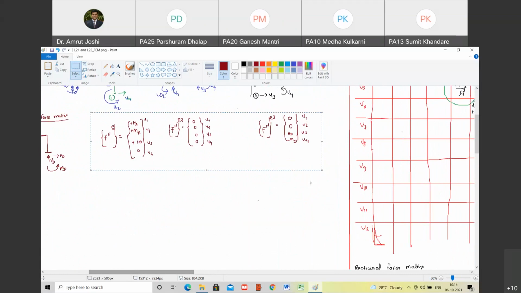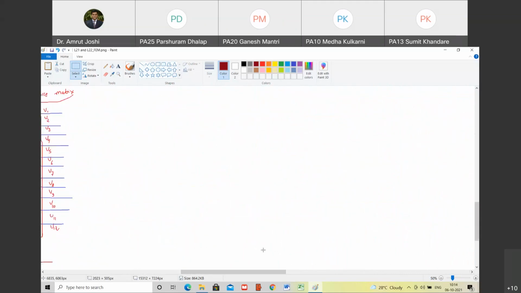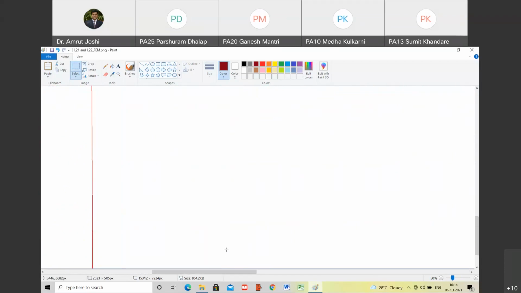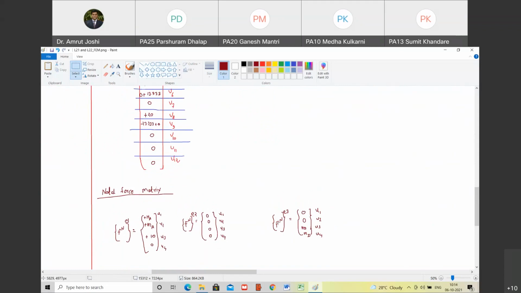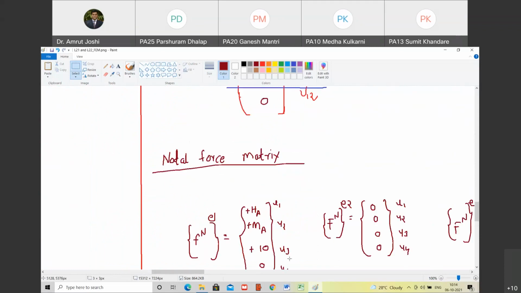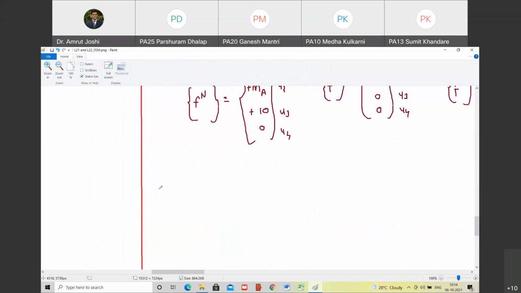These are nodal force matrices for 3 elements. Happy? Yes, sir. So, I will say they are elemental nodal force matrices. Happy? Yes, sir. I need to write down now the global nodal force matrix. Happy?